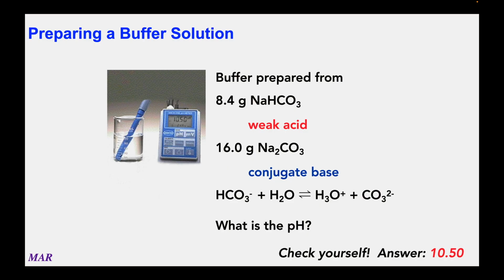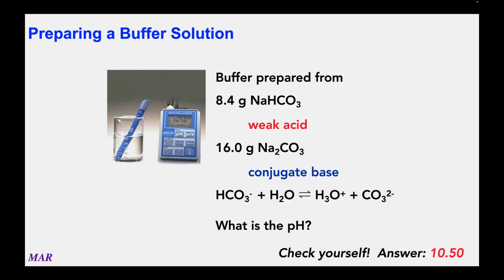To solve this problem, I would first turn the grams of sodium hydrogen carbonate into moles. That's going to be the moles of the weak acid. I would then turn the grams of sodium carbonate into moles. That's going to be the moles of weak base. Henderson-Hasselbalch, pH equals pKa plus log moles base over moles acid. You can use molarity over molarity, and you can do that, but that would be extra work, so I don't recommend it.